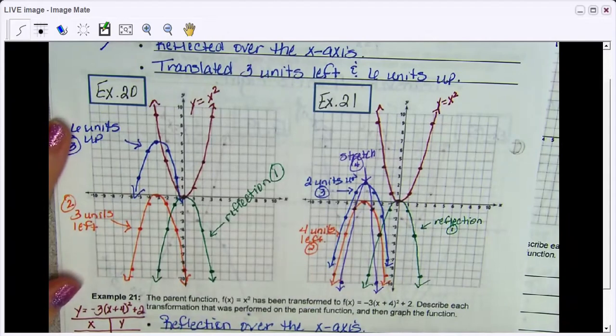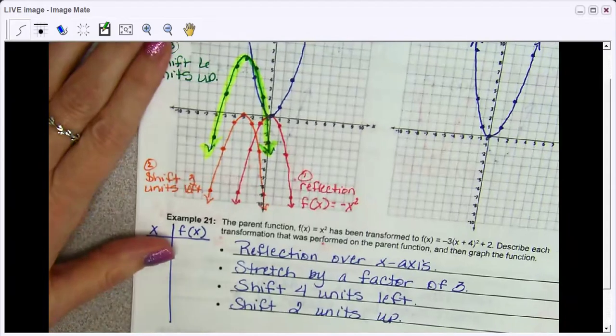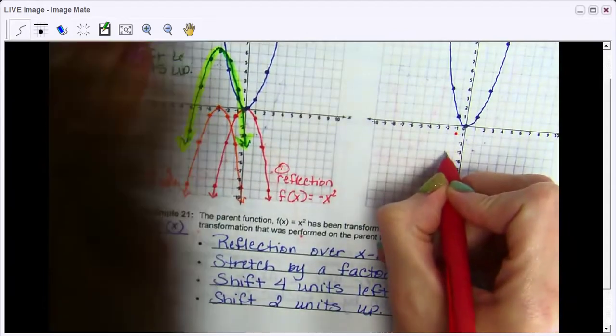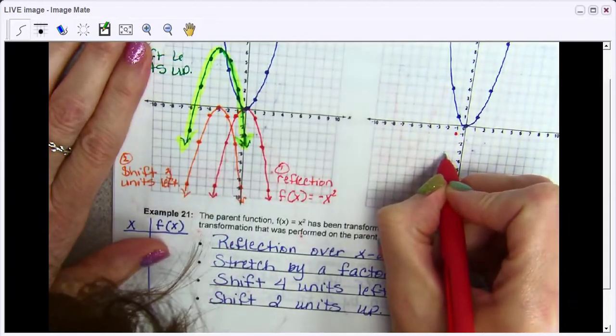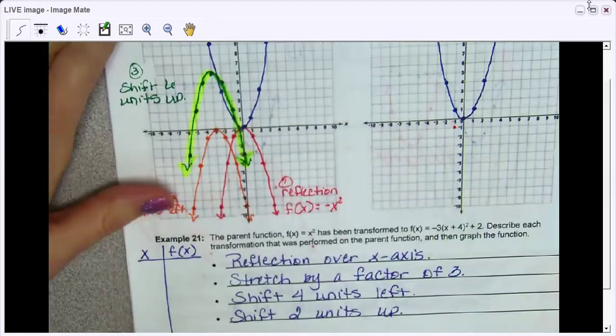It's reflection. So I'm going to reflect. I'll just do each. So if I reflect, no. Oh, you're right. Hold on just a second.